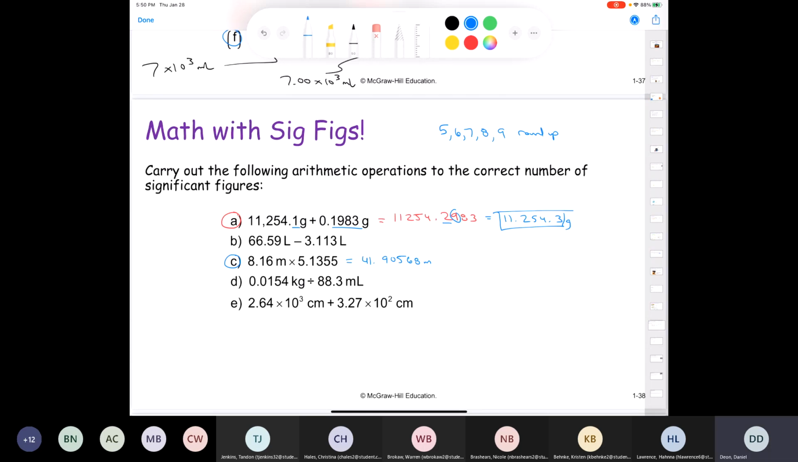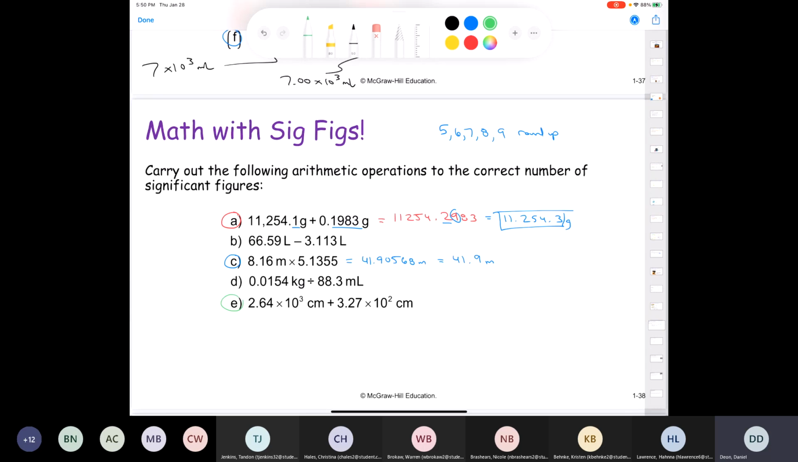Exactly. You're all correct. The answer is there should only be 3 sig figs, shouldn't there? Let me just fix this up a little bit. There we go. So this number would actually equal 41.9 meters.